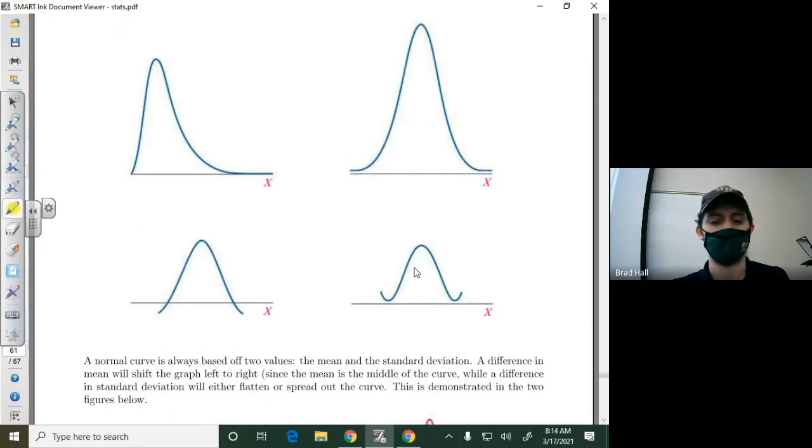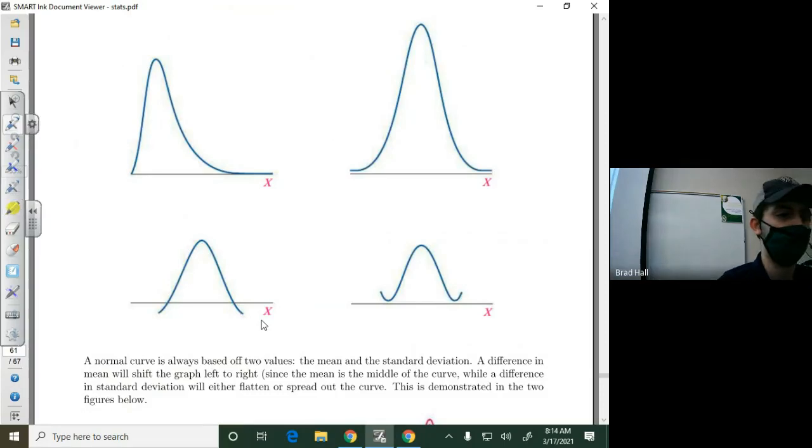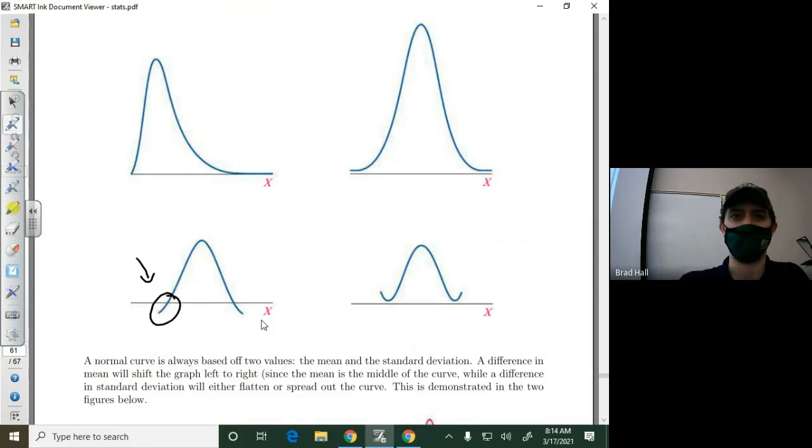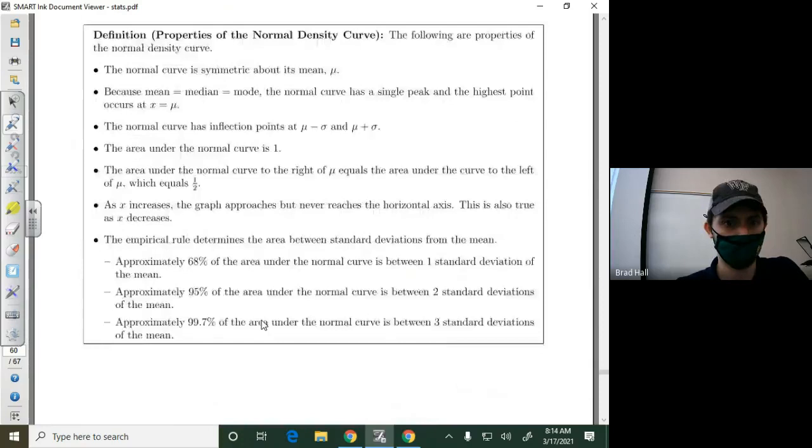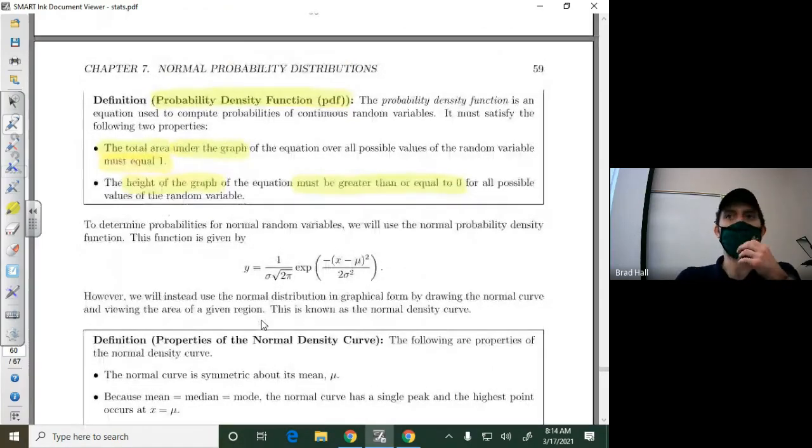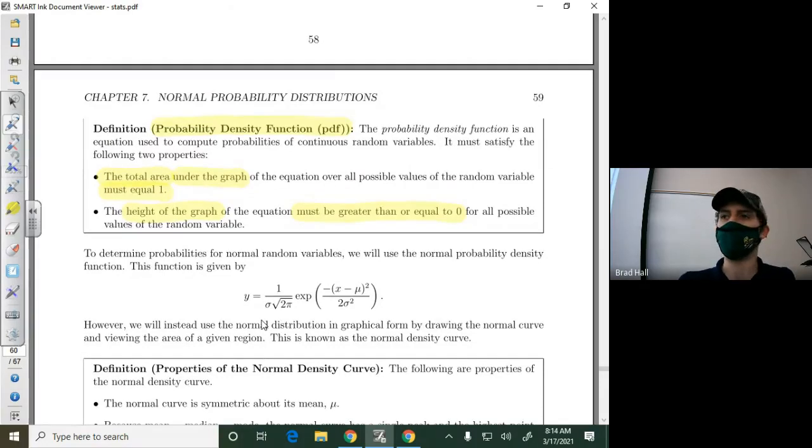We'll see this, but just kind of a precursor, this is not good. This right here is not good. The graph cannot go underneath the x-axis. That's what I'm referring to. But we'll get back to that. So those are just two generic properties of continuous random variables in general.